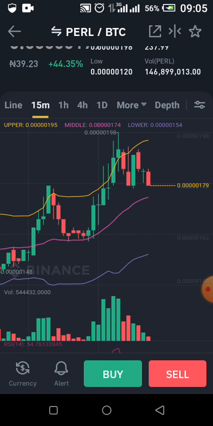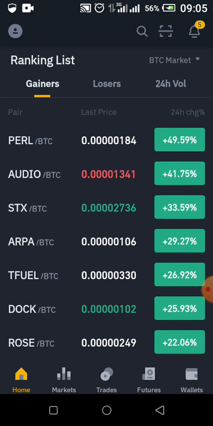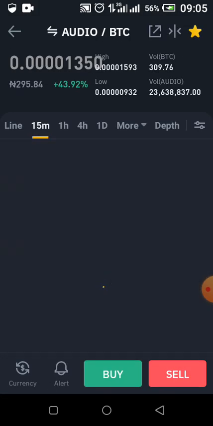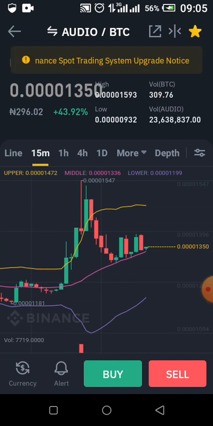Now we've looked at this example. Let's look for another example. This is PRL. Let's look at audio/BTC too. Let's see how it's going. Okay, let's start from the left. You can see a green candle, and then proceeding it are some other smallish candles.